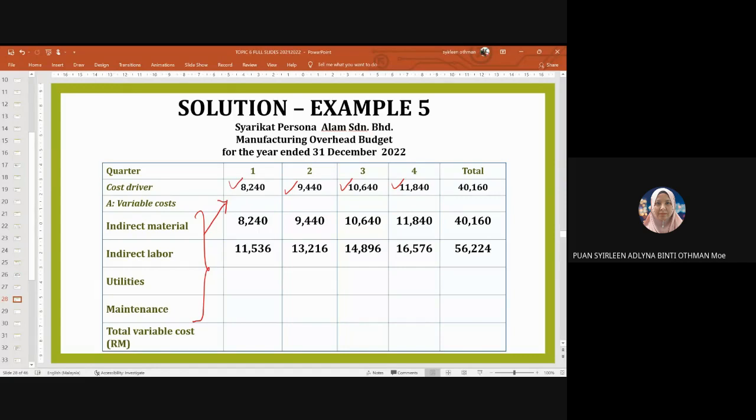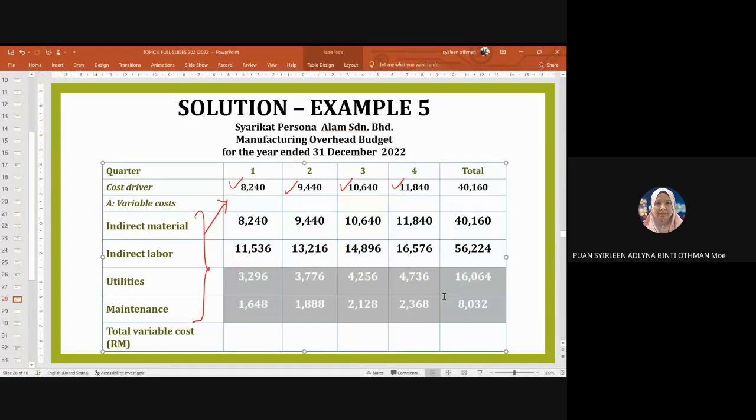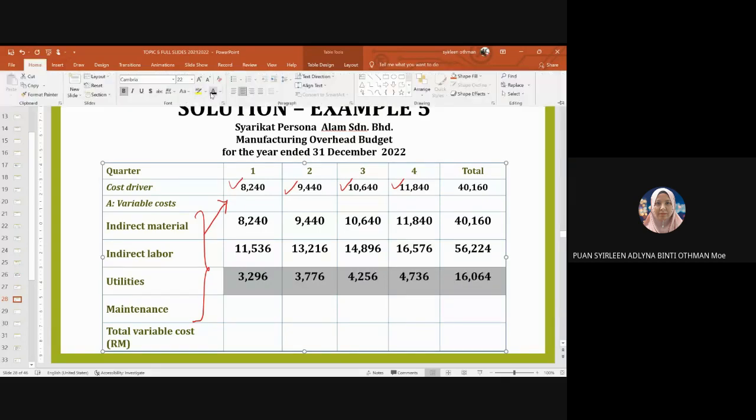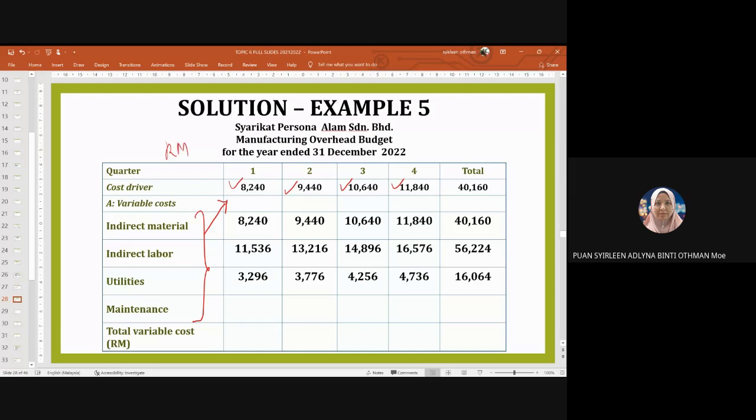Okay. So utility kita 40 sen, 40 cents. Okay. So multiply by 40 cents, you get the utilities total of 16,064 ringgit. Okay. Untuk yang ni semua RM ya. Ni tak ada unit lah. Semua dalam RM. Sebab it's all indirect material, it's manufacturing overhead. So it is based on a portion of percentage given in the question.